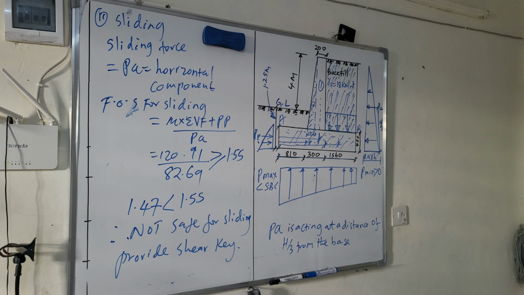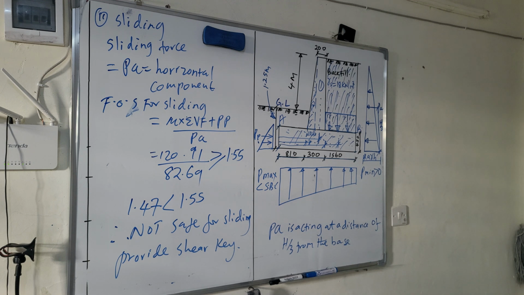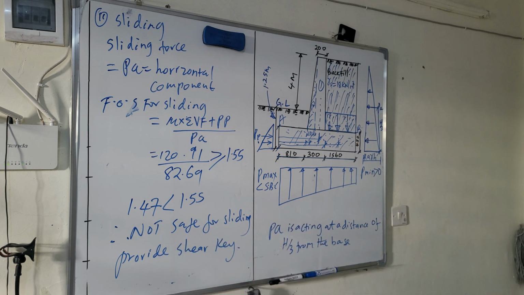And then you will add it to the summation of vertical forces, which is this one. And then you will multiply by this coefficient of friction. And then you check again if there will be sliding or not. So for such a case, I will do it later for you guys. For now, today we are just checking whether the retaining wall is safe or not safe against sliding.